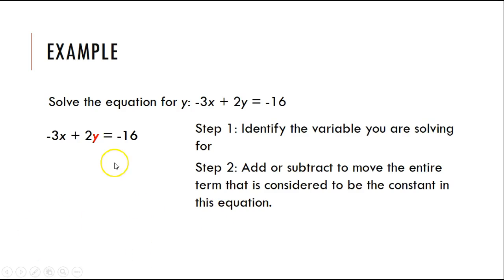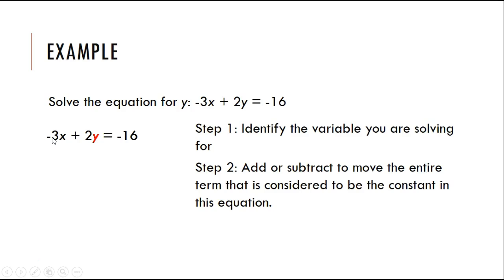So we have three terms in this equation: negative 16, positive 2y, and negative 3x. Because our goal is to get rid of everything except for the y, think about 2 as being the coefficient to y, and our last step in solving any equation is to always multiply or divide. So I'm going to get rid of 2 last. I first and foremost want to move the entire term negative 3x to the other side of the equal sign. And how are you going to do that?